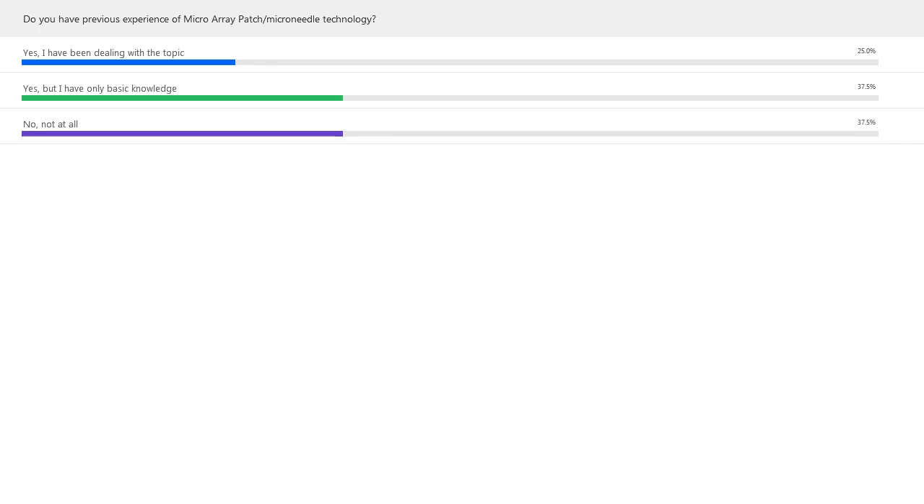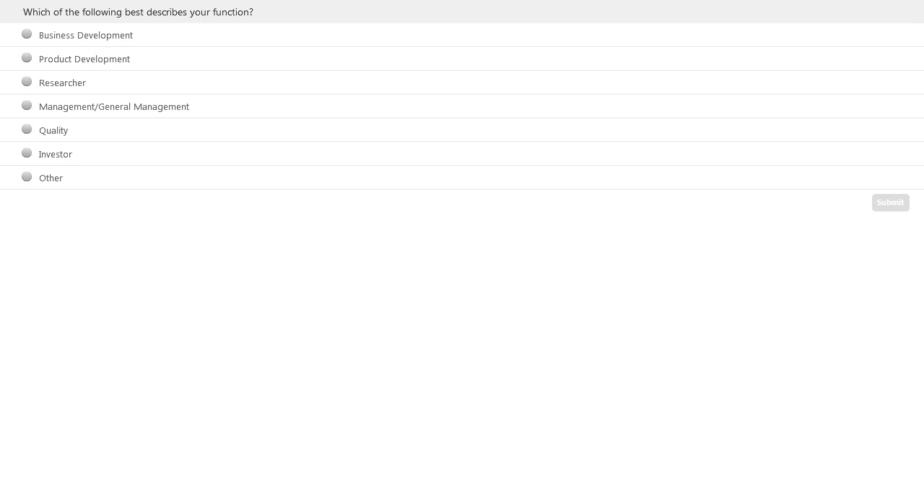Now on to our next poll question. Which of the following best describes your function? Business development, product development, researcher, management, general management, quality, investor, other. Similarly to the previous poll, you can vote in the exact same way. Please do so, and we can take a look at the results now.